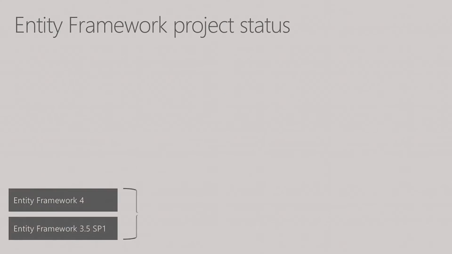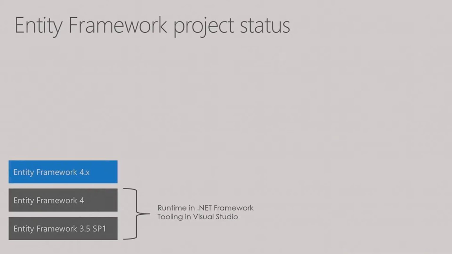Let's just take a second to talk about where EF has come from. Back in 2008, we released the first version of our product called 3.5 Service Pack 1, which makes real sense for a V1. The reason it was called that is because it was part of the .NET framework, and the tooling was in Visual Studio, which was great. It meant it was easy to get. It also wasn't so great because it meant it took like 2 years between updates.